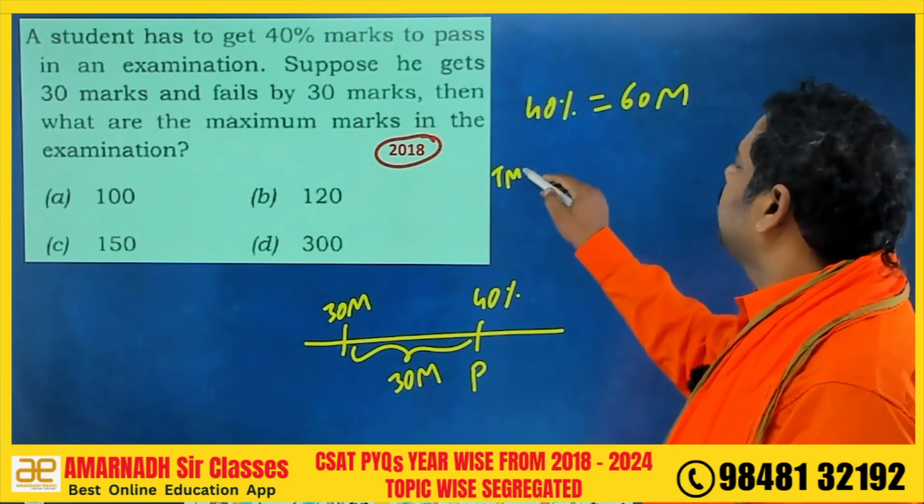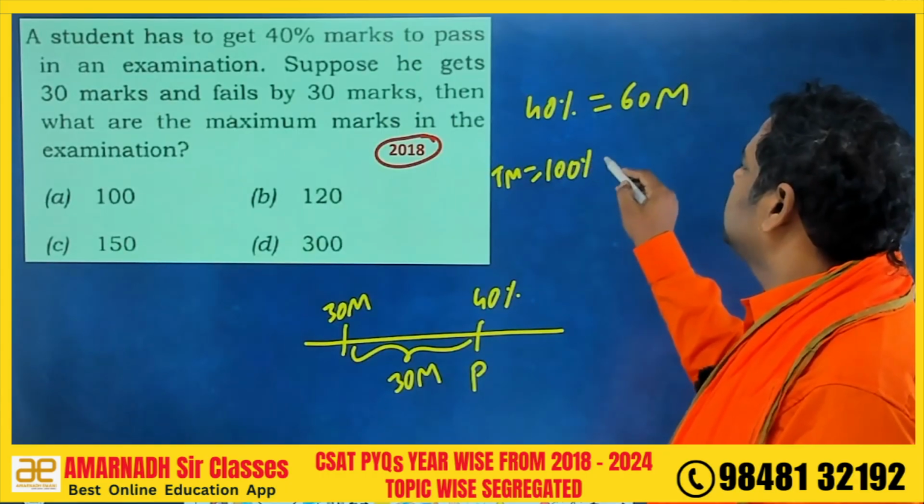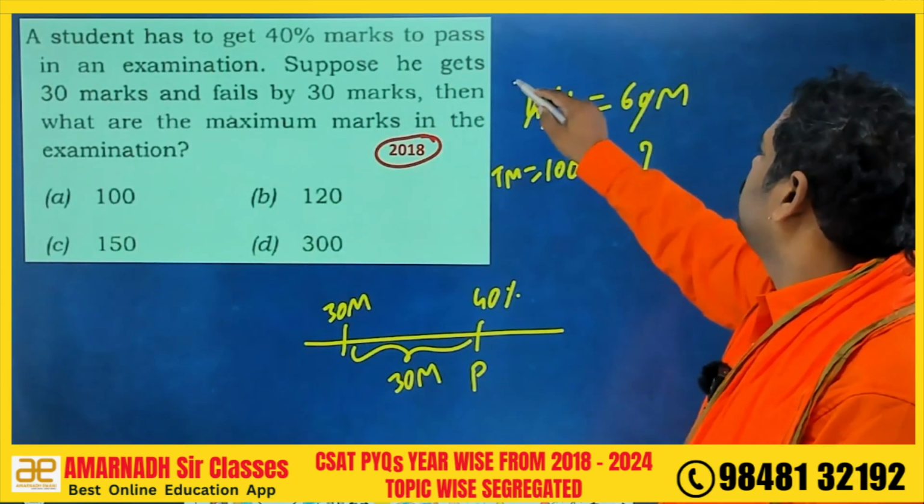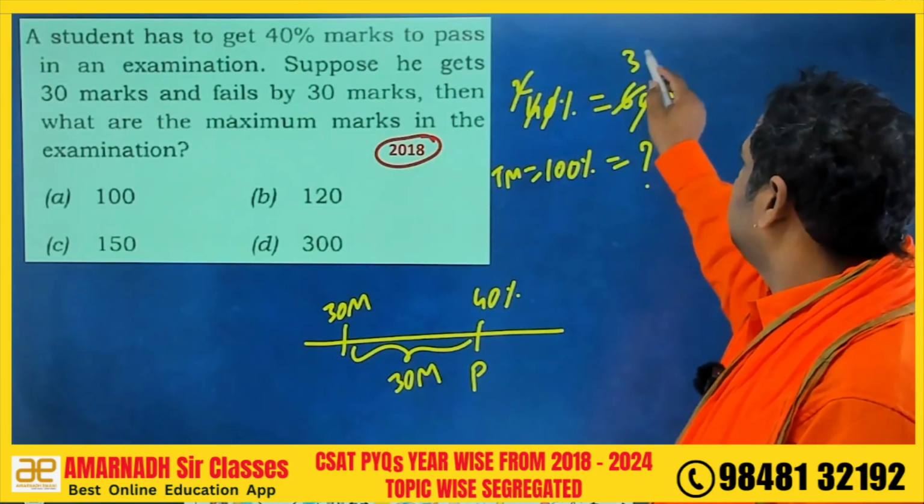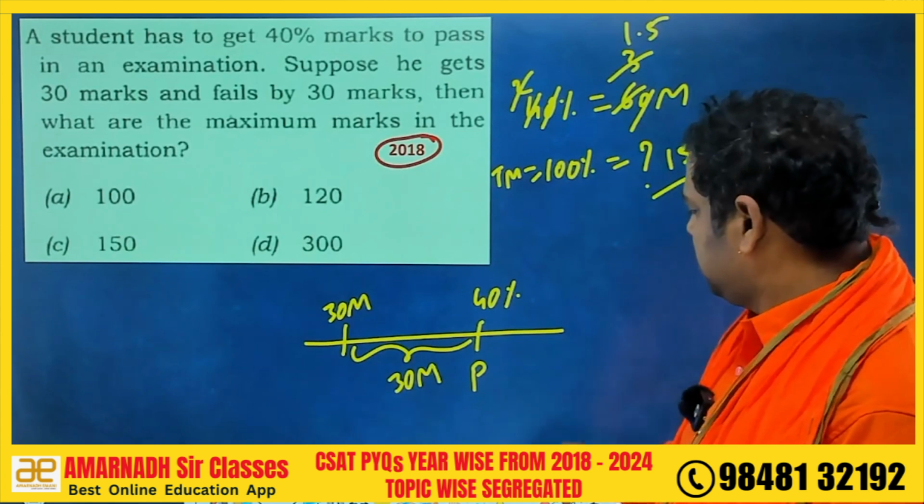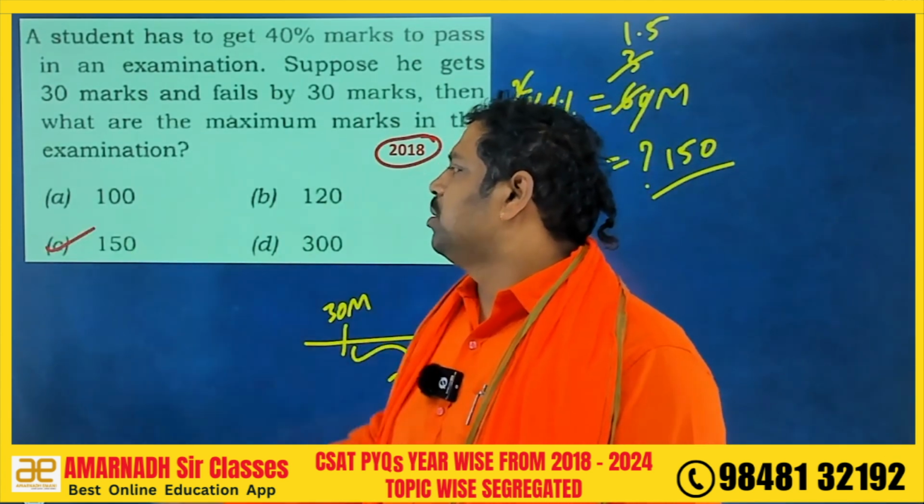Total marks he is asking means indirectly he is asking, 100% is how much? 40% is 60, so 10% is 15. 100 into 1.5 is how much? 150 marks. How many marks do we need? 150 marks. Hope you understand.